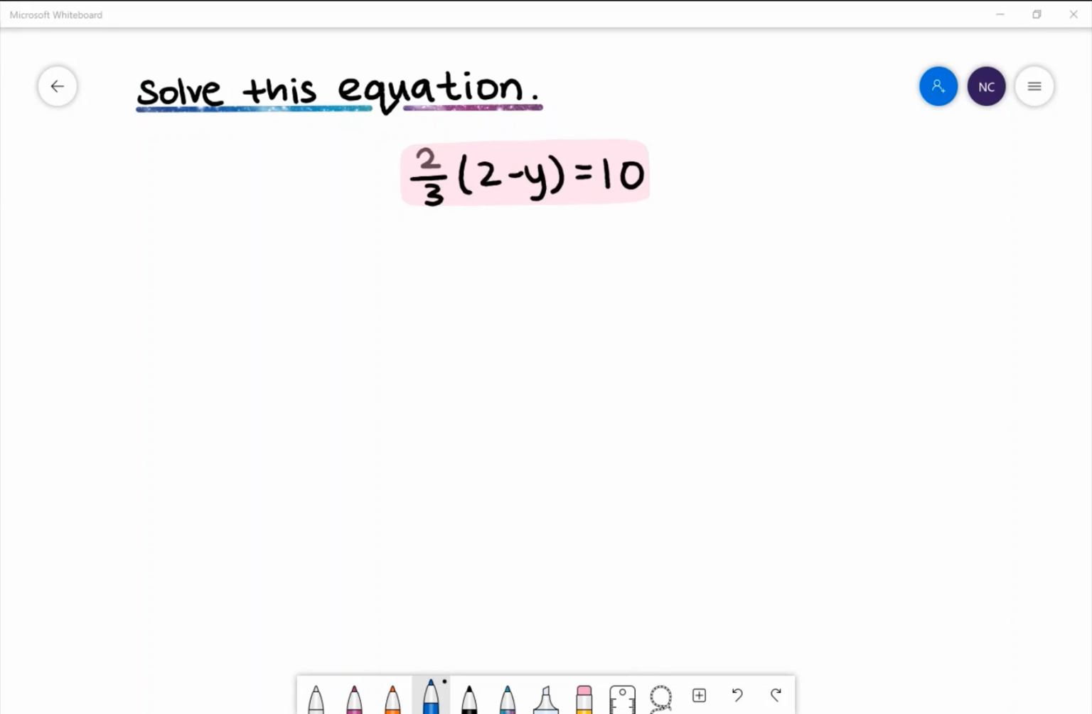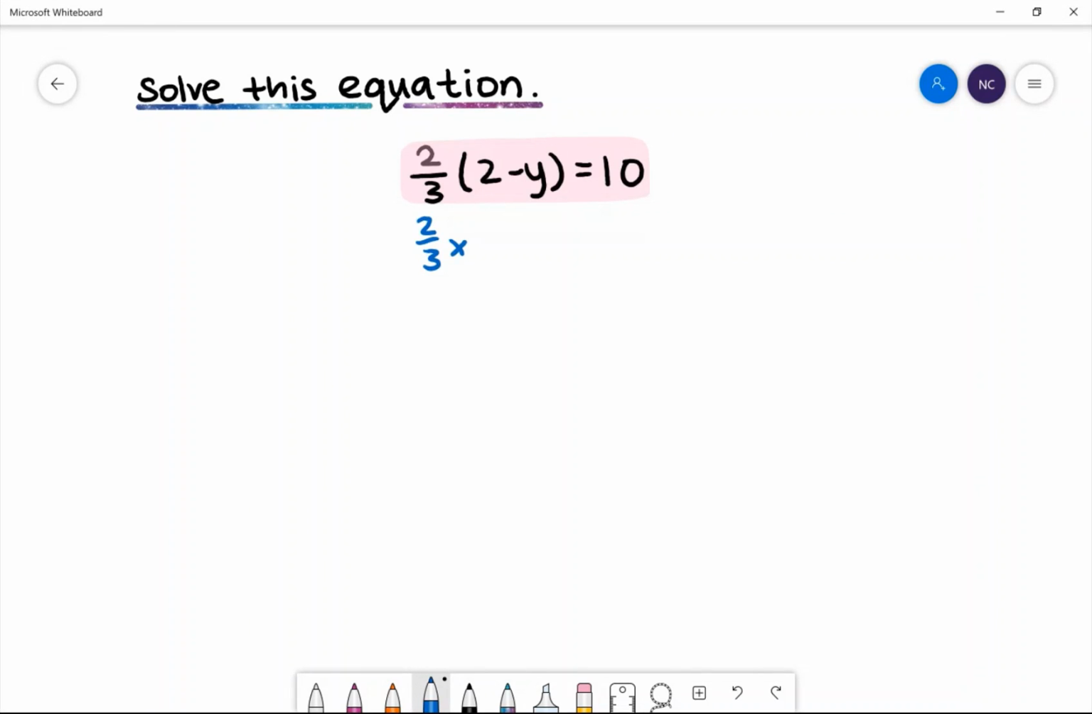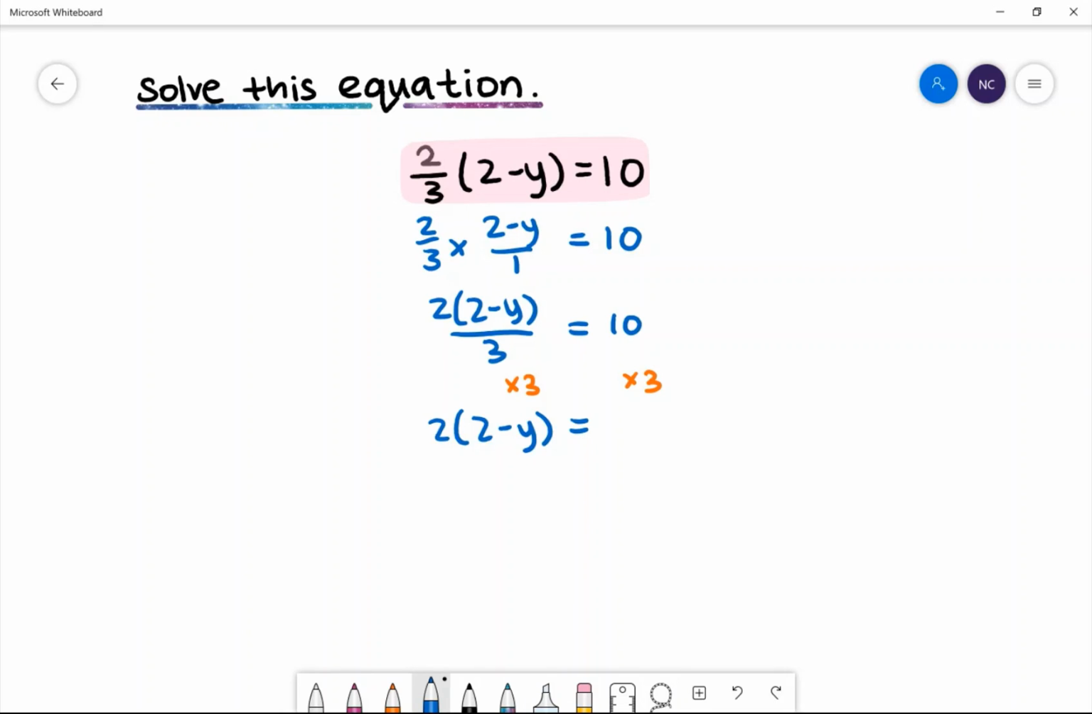Here is our last example. Solve this equation: 2/3(2 - y) = 10. We can rewrite this as 2/3 multiplied by (2 - y)/1 is equal to 10. This will give us 2(2 - y)/3 = 10. To get rid of 3 in the denominator, we'll multiply both sides of the equation by 3. We'll then have 2(2 - y) = 10 multiplied by 3, which is 30.